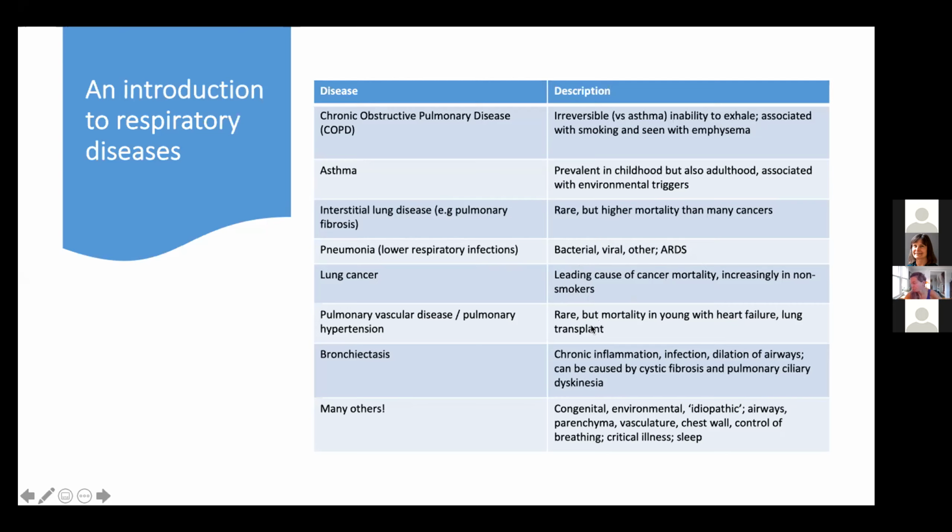We have another disease here, pulmonary vascular disease, pulmonary hypertension. This is a rare disease, but it affects young people and can basically cause their heart to fail and require heart and lung transplant. Bronchiectasis is a condition with chronic inflammation, infection, and dilation of the airways. One of the manifestations of cystic fibrosis and primary ciliary dyskinesia, which we think about as genetic conditions, is bronchiectasis. And we can also see other conditions leading to bronchiectasis, and that's just some of the top ones that I was thinking of, but there are many others, including critical illness. There's overlap between sleep disorders and lung disorders and control of breathing, et cetera.